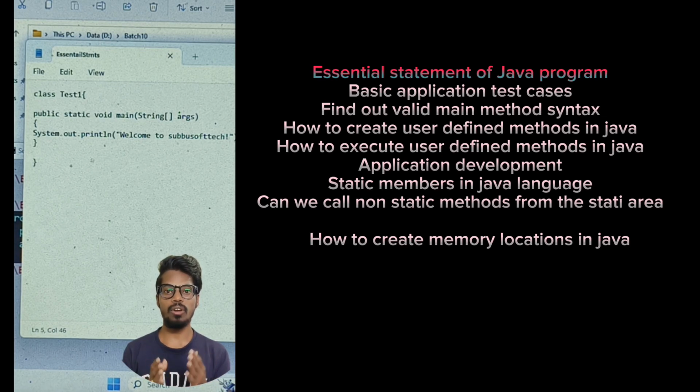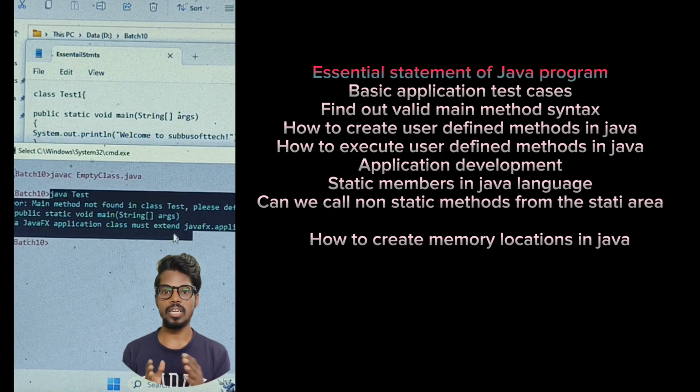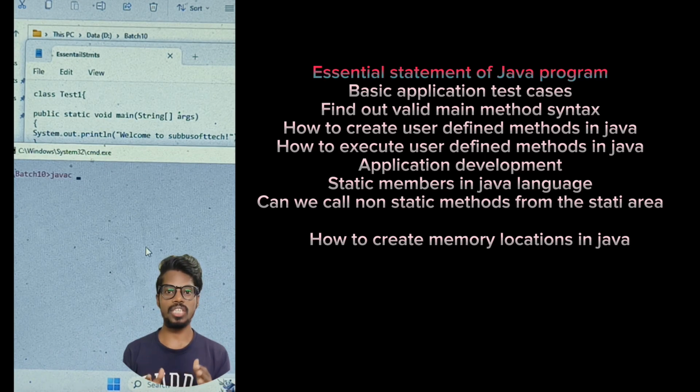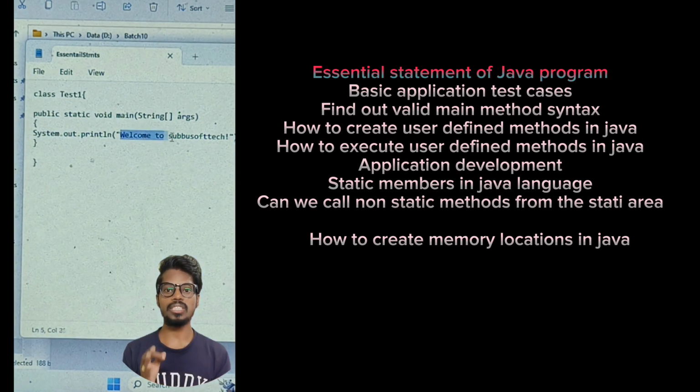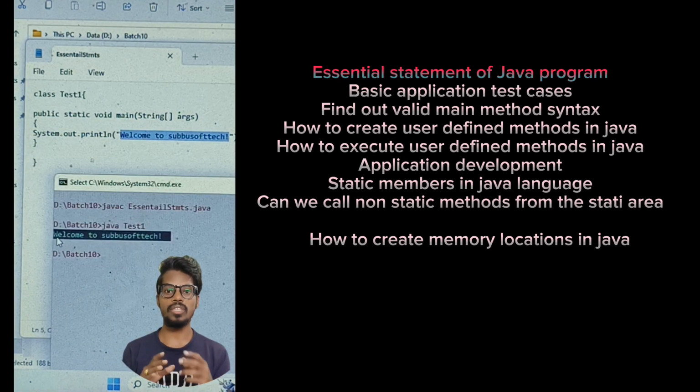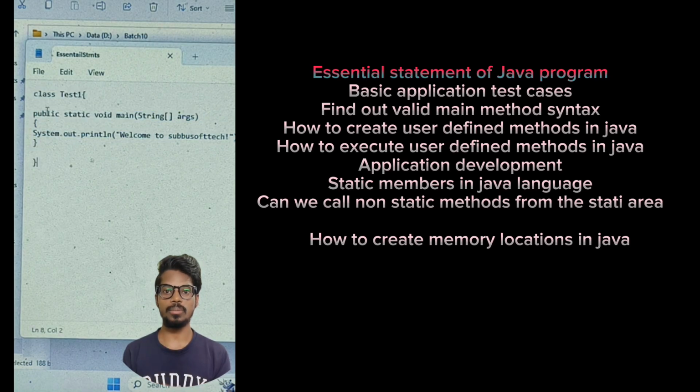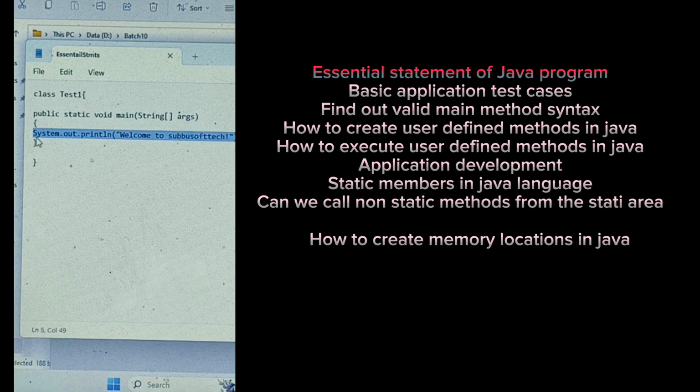So create one folder and make it the present working directory, open Notepad and save this file with a .java extension, and develop one particular class. Within the class, we have to develop the main method, public static void main(String[] args). Within the main method, we have to develop the sysout statement, System.out.println.